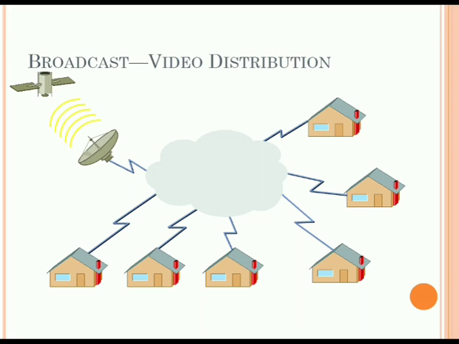Broadcasting video distribution: for the purpose of video distribution for domestic use, whatever information is broadcasted from one antenna is distributed home to home. Distribution is done at a number of places, and that is received by the receiving antenna.